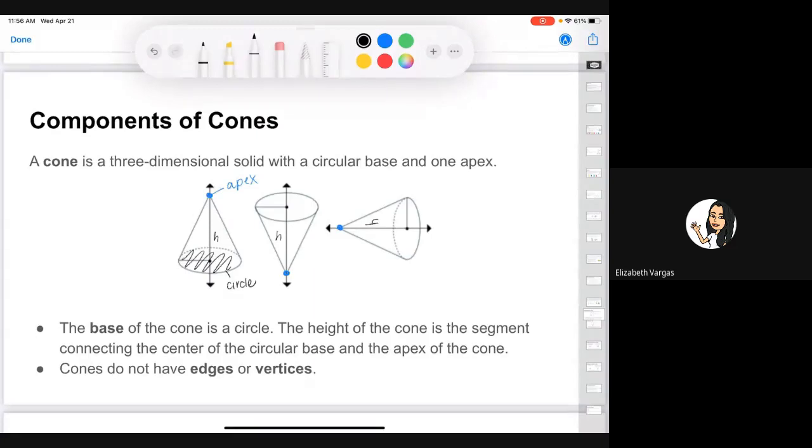Okay, and then cones do not have any edges or vertices. Obviously, they do not have edges because none of the faces kind of rotate around each other. They don't meet at a certain point, so they don't have edges, and they don't have vertices because they don't have points at which our faces connect. We do have an apex, which we might confuse for a vertex, but it is an apex, so it's not a vertex.